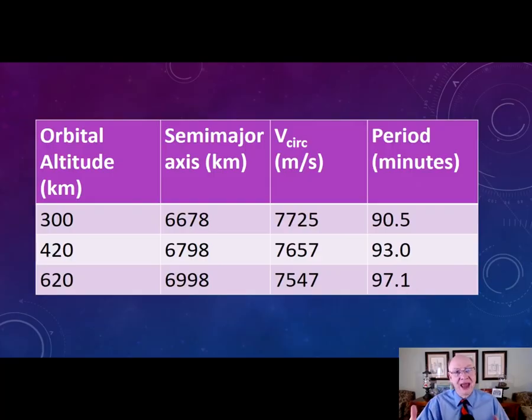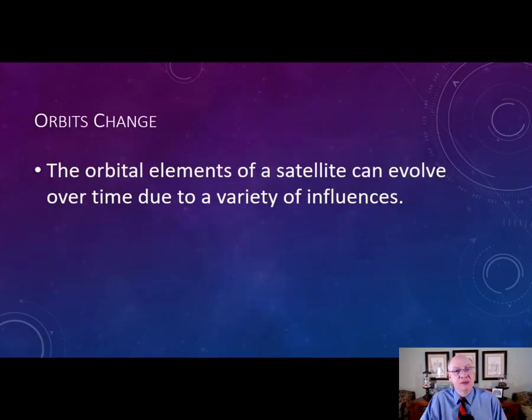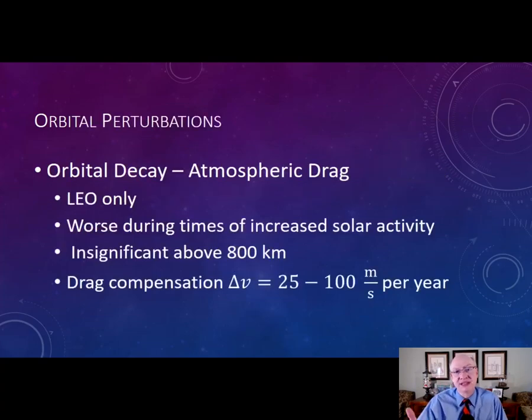So let's talk about what happens now to orbits of satellites. Orbital elements of a satellite can evolve and they can change over time, and there's a variety of influences that can cause this. Now, the first one we've already seen in the last lecture. I talked about orbital decay.